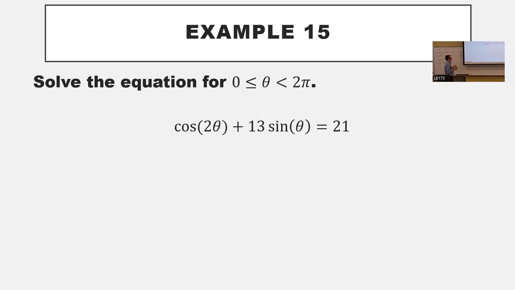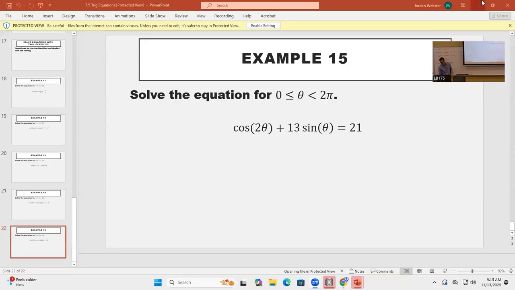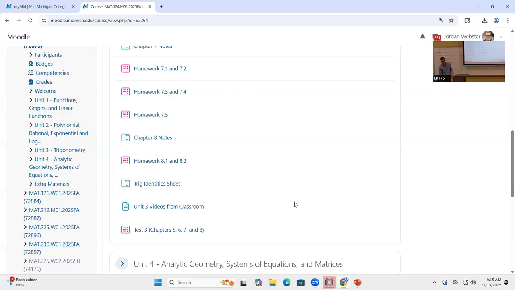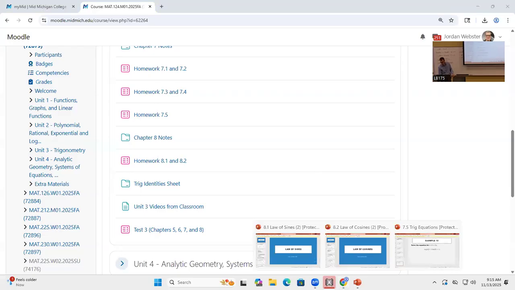But this one, you'd want the double angle formula involving sine squared, because this equation already has a sine of theta in it. It's almost identical to 14, so I'm not going to go through the process of solving. Any questions about solving trig equations?